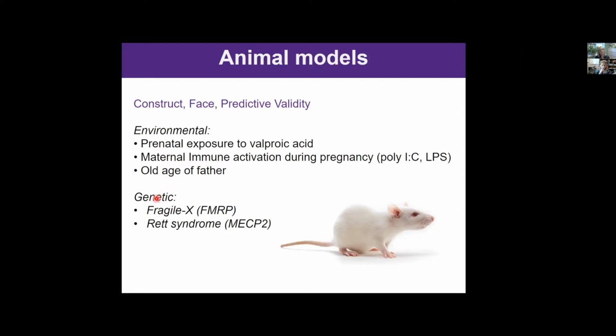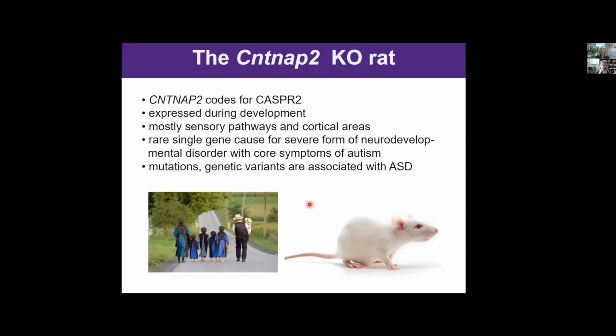There is an entire list of other environmental risk factors. In terms of genetic risk factors, again, we have the syndromic cases, like Fragile X syndrome and Rett syndrome, and one single gene genetic cause for an autism-like syndrome is the Cntnap2 rat. So this is the rat that we use in my lab, along with poly-IC and valproic acid models. The Cntnap2 gene codes for a protein called Caspr2. It's a contactin-associated protein. It is heavily expressed during development, and it's mostly expressed specifically in sensory pathways, which of course makes this a good model for us, and in cortical areas that relate to sensory processing and to language.